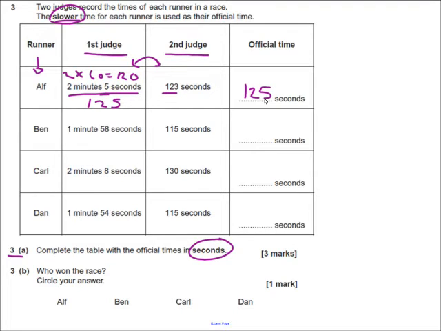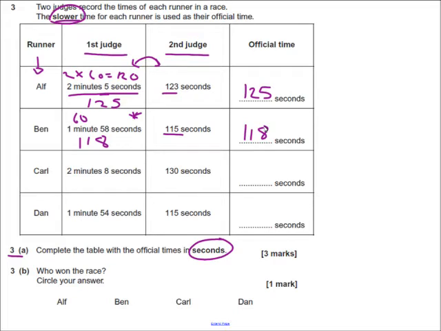So 1 minute is 60 seconds, plus the 58 seconds for Ben is 118 seconds, and you can use your calculator for this. Judge number 2 gave him 115 seconds, so the slower time for Ben again is 118 seconds.